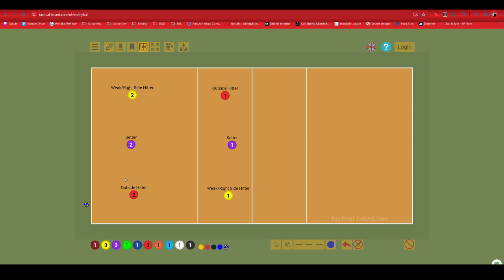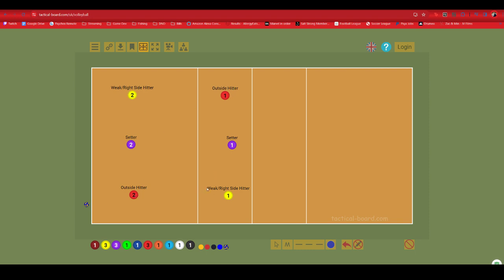Same on the back line. You're always going to have a partner, per se. The person who's playing the same position as you is always going to be opposite. So if you're playing setter, you're going to have a setter exactly opposite. This is how you would start. You would have an outside hitter who's going to be opposite, and a weak side that's going to be opposite.